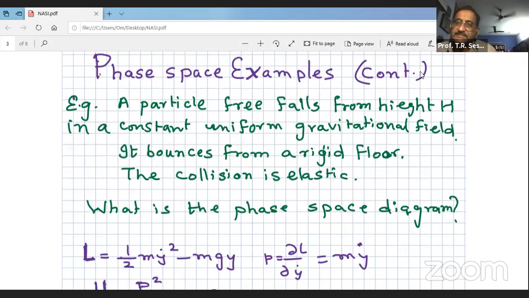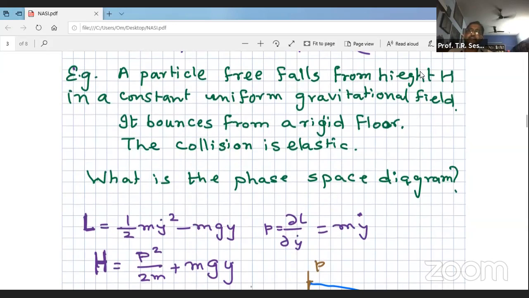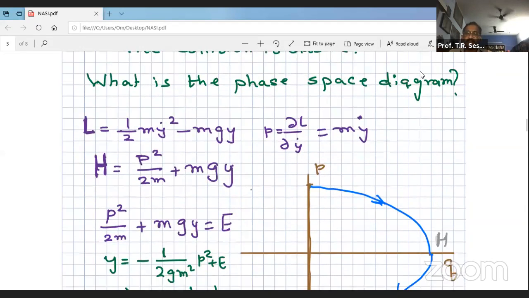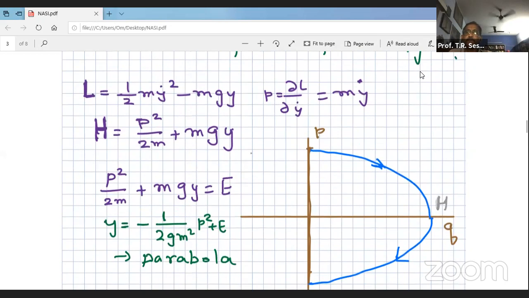And then I gave another example, of a particle freely falling from a height h in a constant uniform gravitational field. In this case, I had assumed that it bounces from a rigid floor, and the collision with the floor is elastic. The question was, what is the phase space diagram? Once again, we had the Lagrangian, we had the Hamiltonian, and we wrote the phase space trajectory as p squared by 2m plus mgy equal to energy. And this is a parabola, as I have shown.